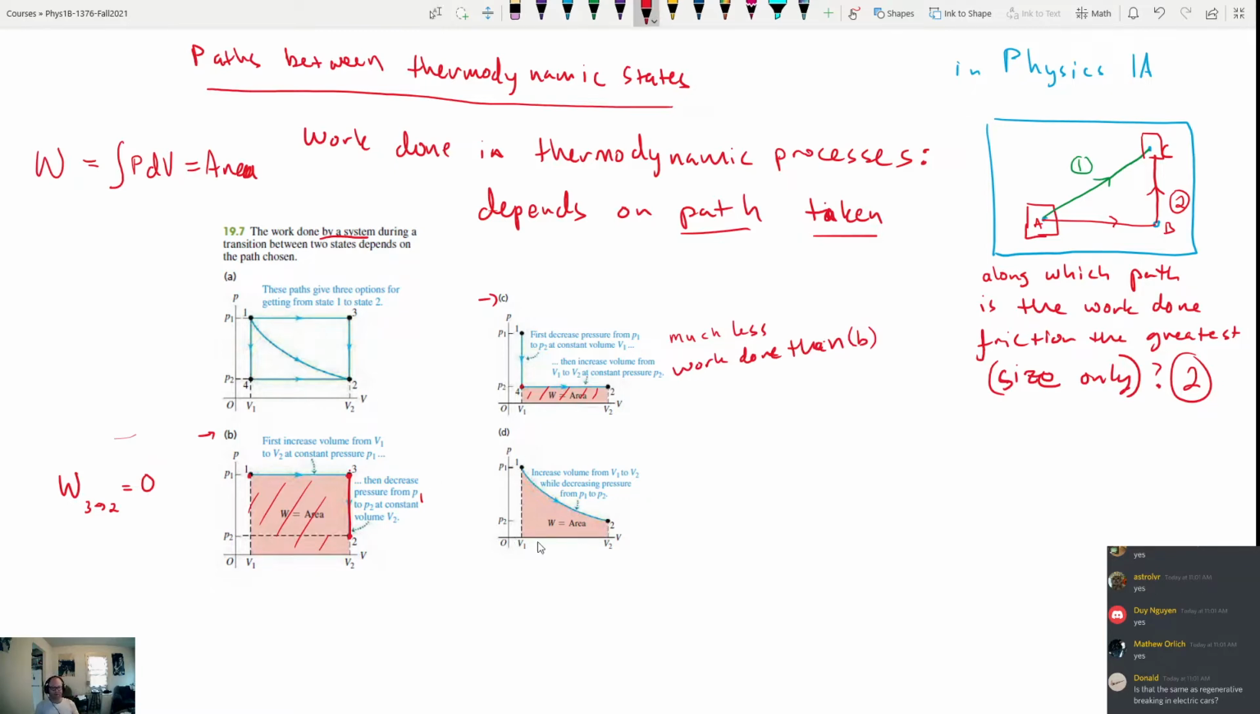While you're typing that, I'm going to go ahead and go on to D here. So 3 different paths, right? So path B got the most work. Path B, very tiny amount of work. And then the other possibility is just what we did in the last problem, the isothermal expansion. We increase the volume from V1 to V2 while decreasing the pressure from P1 to P2. This would be like just normal isothermal expansion.